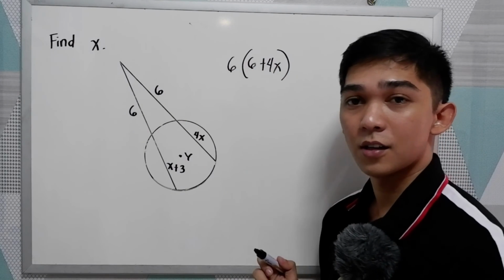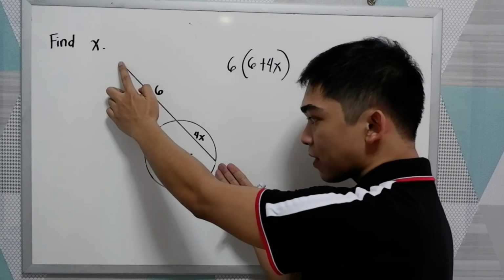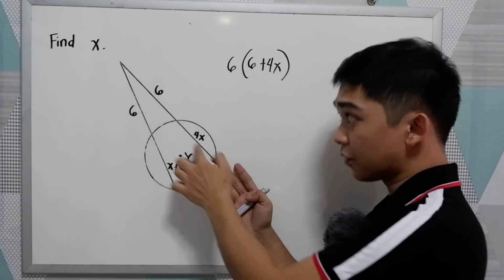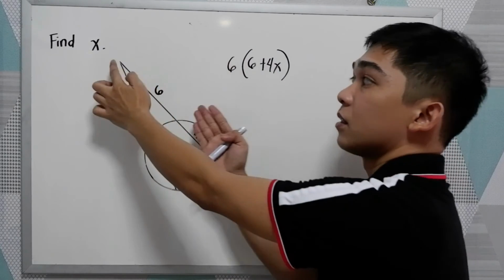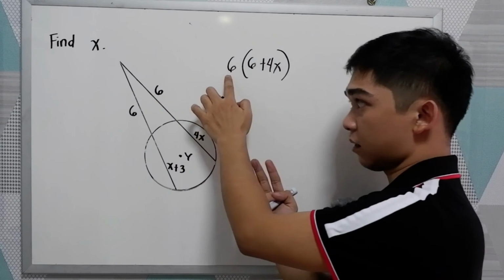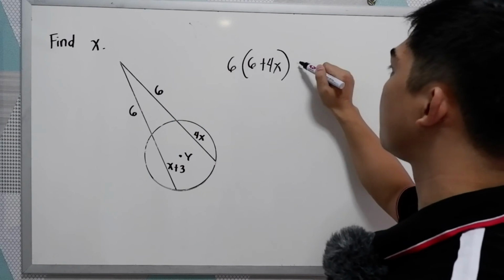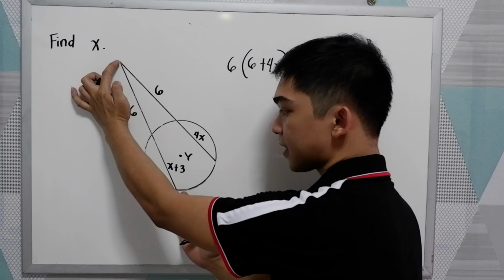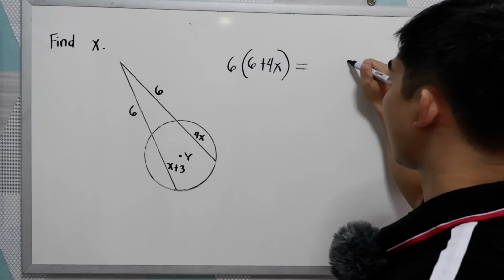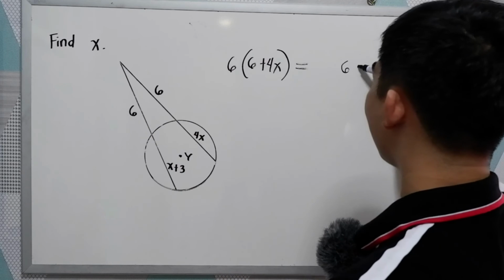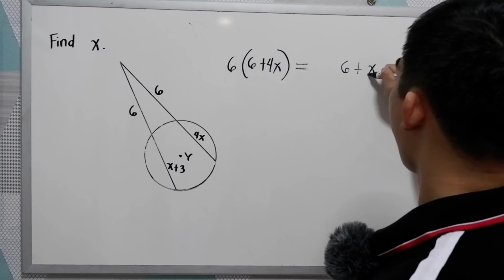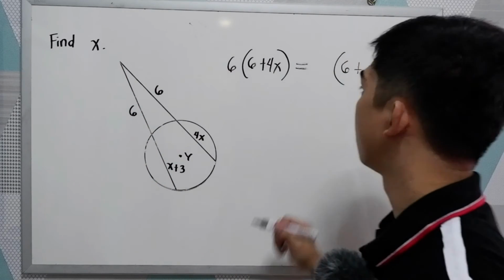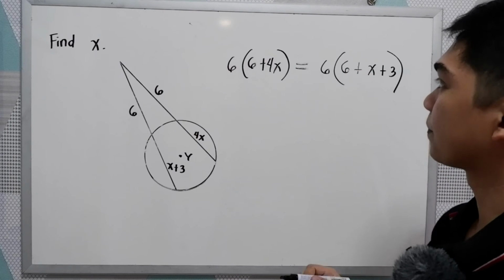Again, let us repeat. The length of the other segment gives us 6 plus 4x, the total length of the secant, times the external part, which is 6, is equal to the total length of the other secant segment, that is 6 plus x plus 3, times the external part, which is 6.